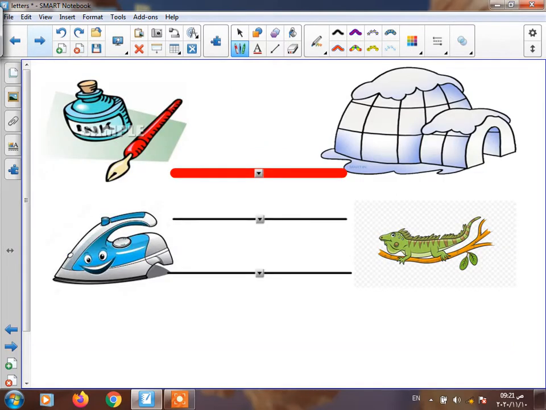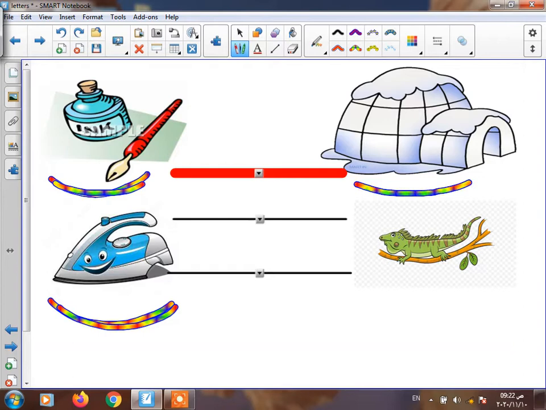Okay, KG2, what is it? It's an ink. It's an iron. It's an igloo. It's an iguana. KG2, all of these start with sound I. They start with letter I.